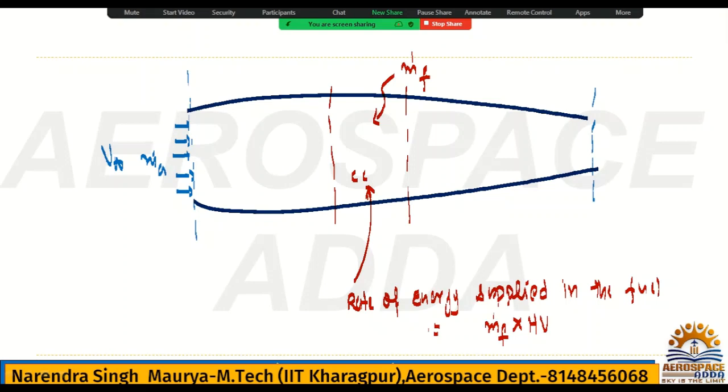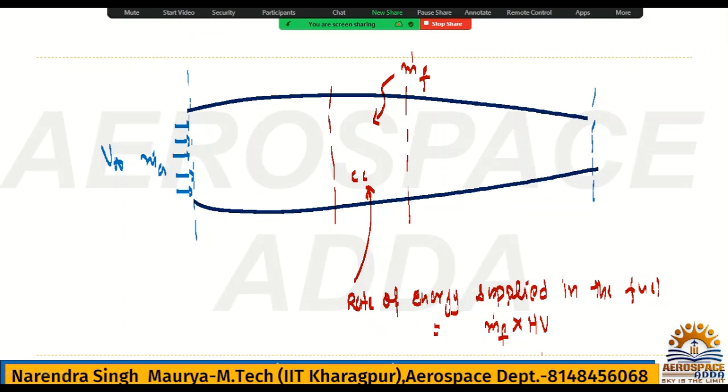So heat value depends on the types of fuels. It's a fuel property, so m dot f times HV. And if combustion chamber efficiency is given, then you have to multiply by eta cc. That will be the rate of energy supplied in the fuel. I'm considering the combustion chamber is 100% perfect. So m dot f into HV will be the total energy supplied in the fuel.